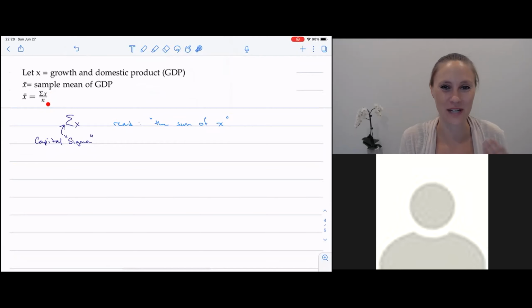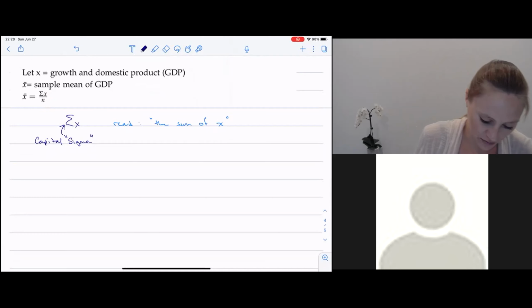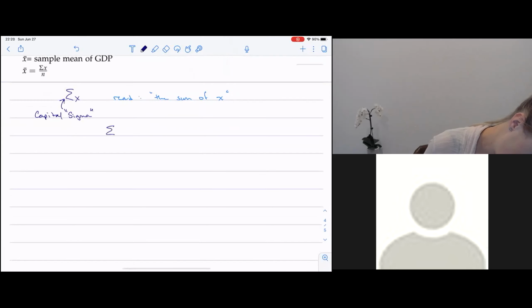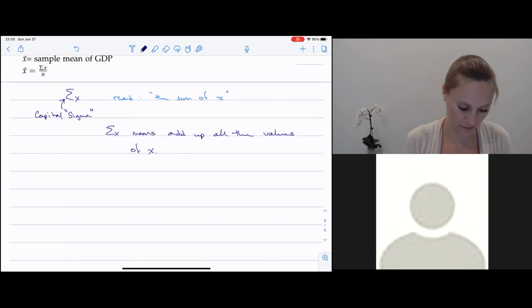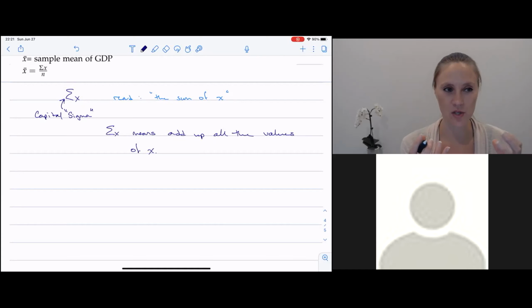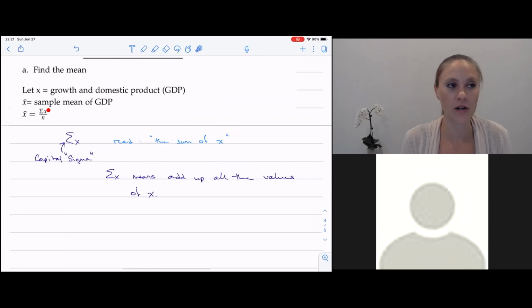And then we introduced n, right? N is the sample size. So you read it as the sum of x, but it really just means add up all the values of x. Okay, so that is what we would do. I like to start with this example because we have that knowledge already of how we would calculate the average, and then we can link it to this notation that we're going to be using later on. And so here, the sum of all the x's divided by n.